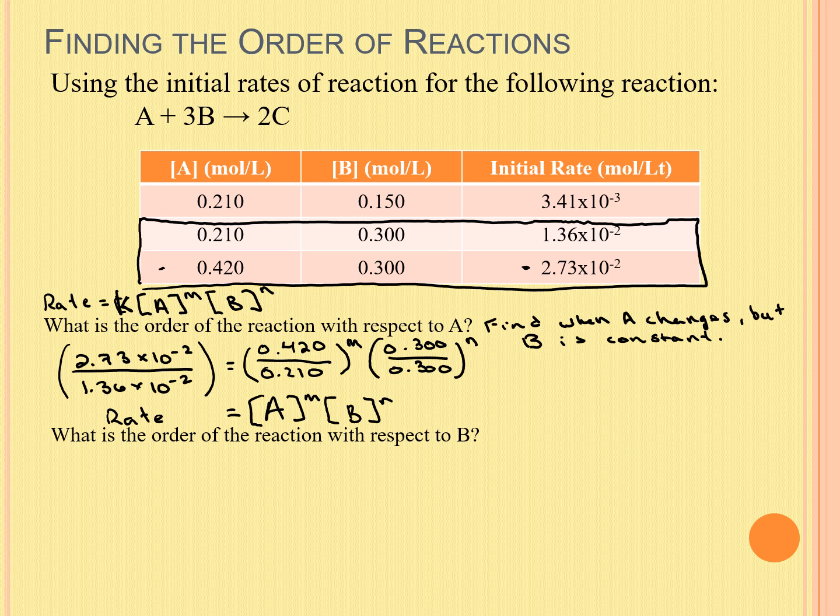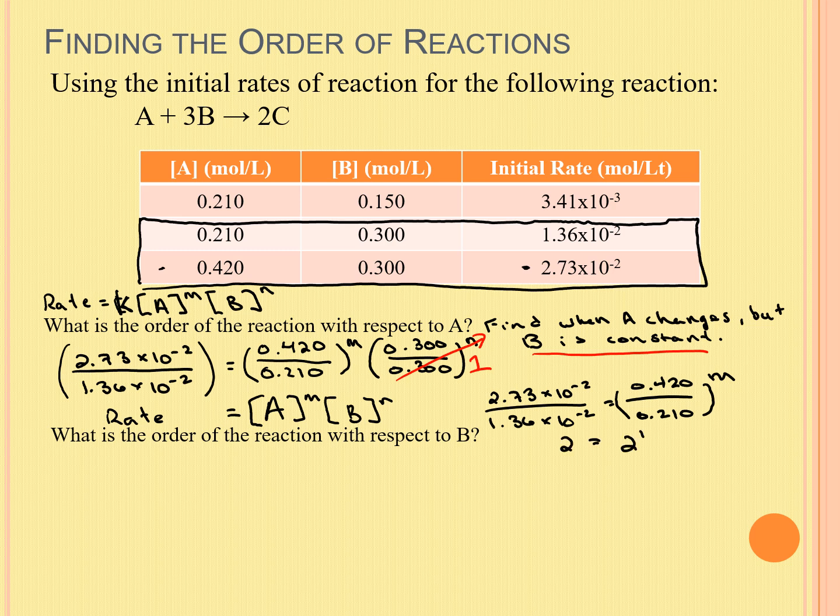The reason that I chose it where B is constant is because this then just becomes 1. And so the whole thing simplifies to 2.73 times 10 to the minus second divided by 1.36 times 10 to the minus second is equal to 0.420 divided by 0.210 raised to the M power. If I calculate this out, 2 is equal to 2 to the m power. So thus m has to equal 1.